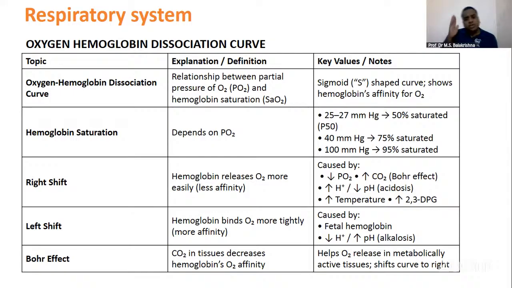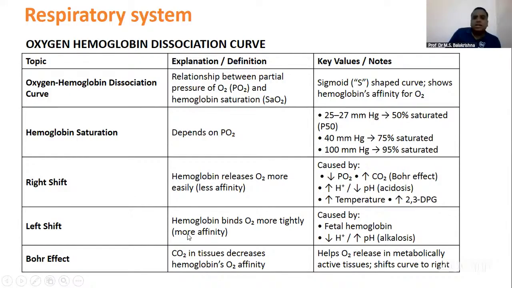Right shift: the curve goes downward, and the hemoglobin is releasing oxygen more easily. So there is less affinity, and the curve shifts right. It is caused by 5 factors: decrease in oxygen partial pressure, increase in carbon dioxide, that is called the Bohr effect phenomenon, increase in hydrogen ions, that is the condition becoming acidic, and increase in temperature. So this is extremely important.